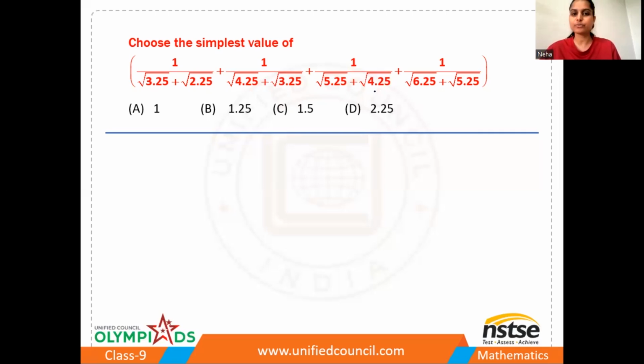to 5.25, 4.25. Alright, the question is quite complicated because here I have to find the square root of numbers such as 3.25 and 2.25. This is quite difficult to solve, right? And after solving it, I have to add it, do the reciprocal, and then similarly add all the terms. It is very time taking, right?